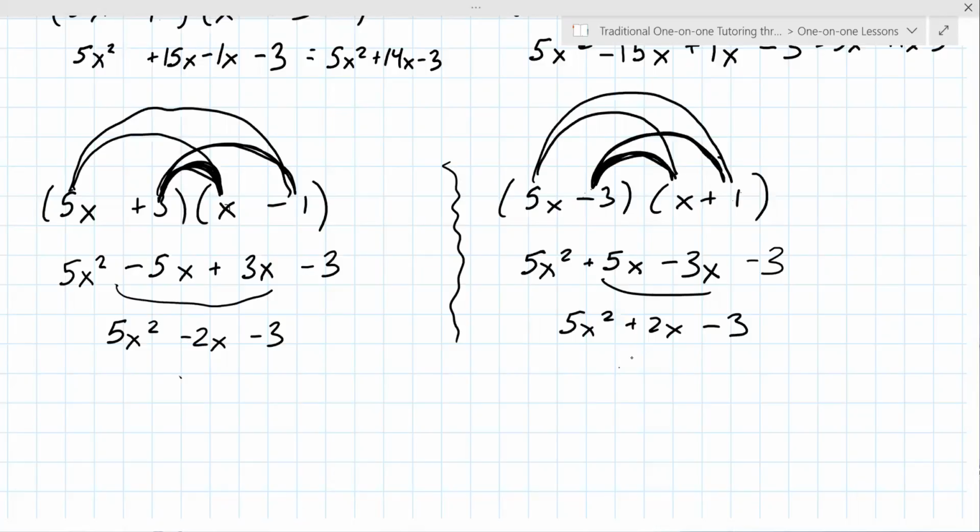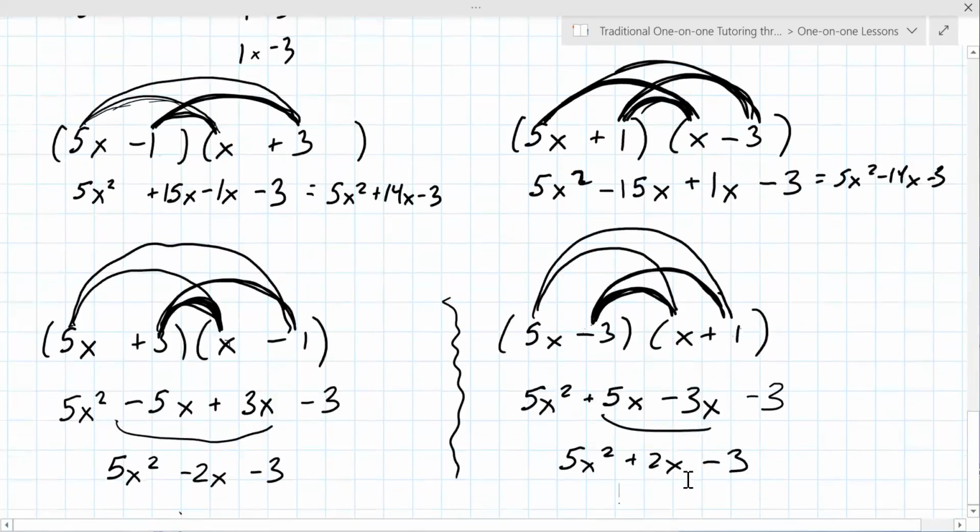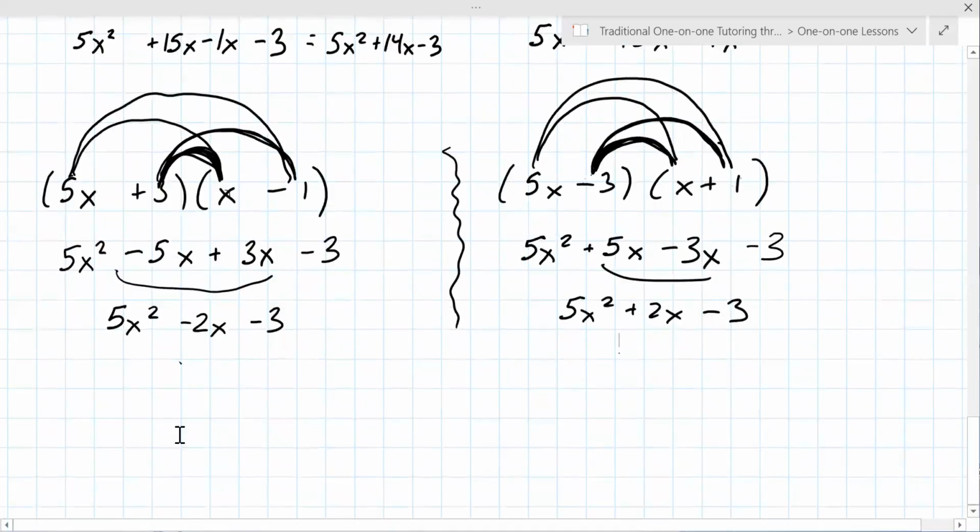Okay, and now it's 5x. Okay, I got it. So do you have an answer for me? Two x. All I'm asking you to do is go back to the original problem right here, which is letter B. I'm asking you which of these is the same as letter B? No, one of these is the same as letter B.